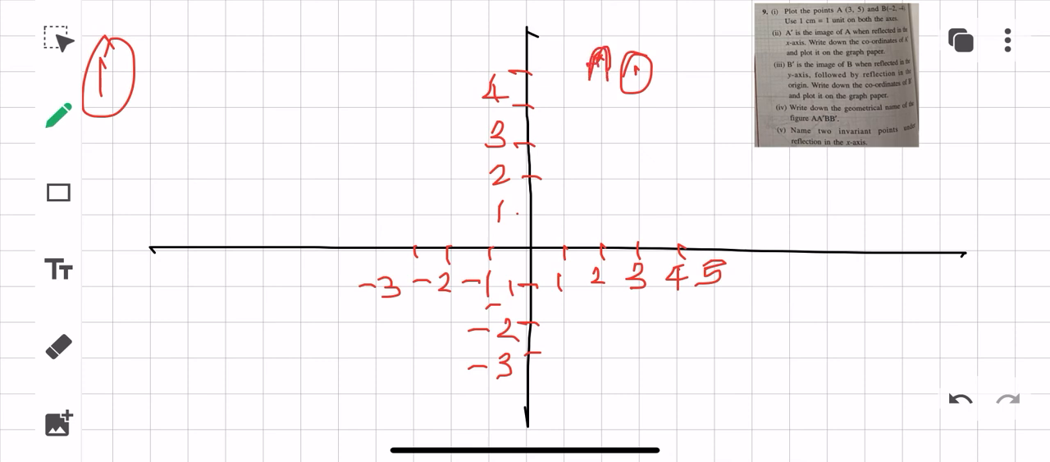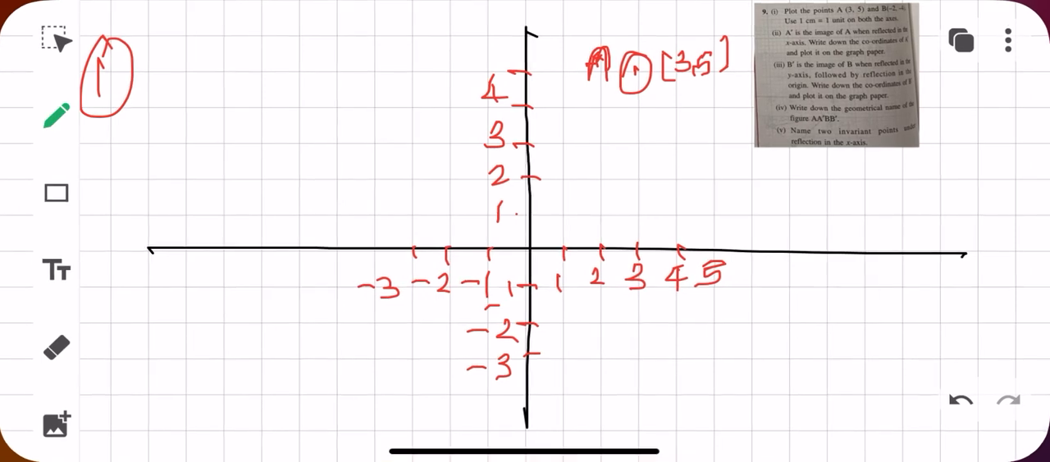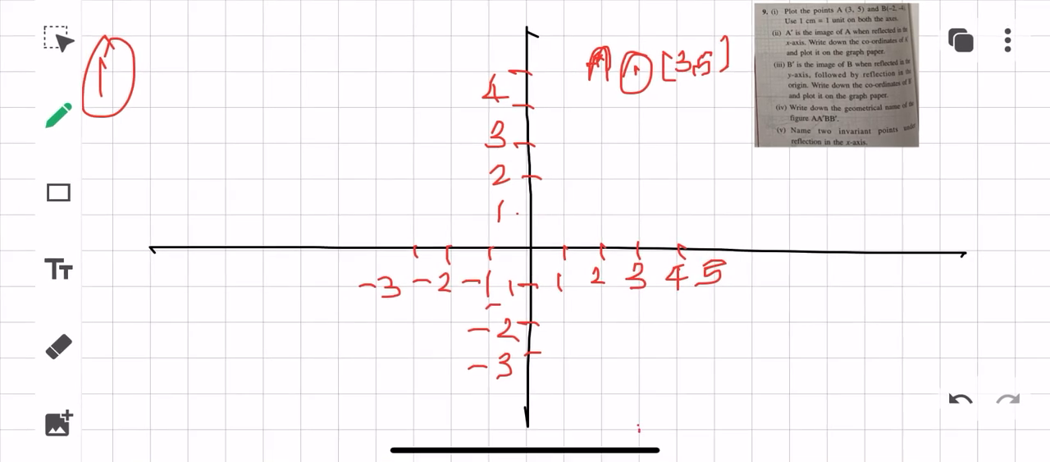So if its point is 3 comma 5, if it is getting reflected along x-axis, my x coordinate is going to remain same, my y coordinate is going to change to minus 5. So where am I getting the reflection? I'll be getting here, this particular point. Okay, so this is going to be my point A dash, that is 3 comma minus 5.